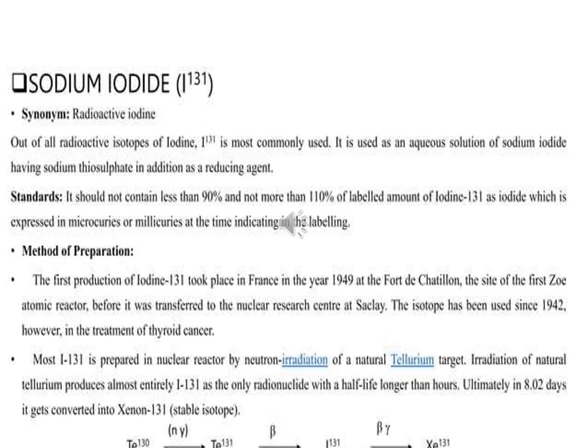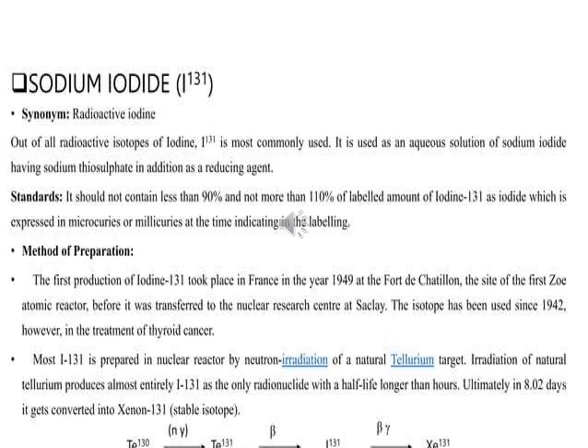It is indicated as I-131. Synonym: radioactive iodine. Out of the radioactive isotopes of iodine, the most commonly used is I-131. It is used as an aqueous solution of sodium iodide having sodium thiosulfate in addition as a reducing agent. Standards: it should be not less than 90% and not more than 110% of the labeled amount of iodine I-131 as iodide, which is expressed in microcuries or millicuries at the time indicated in the labeling.